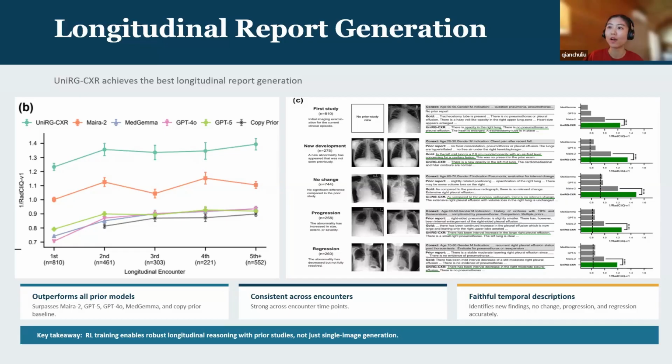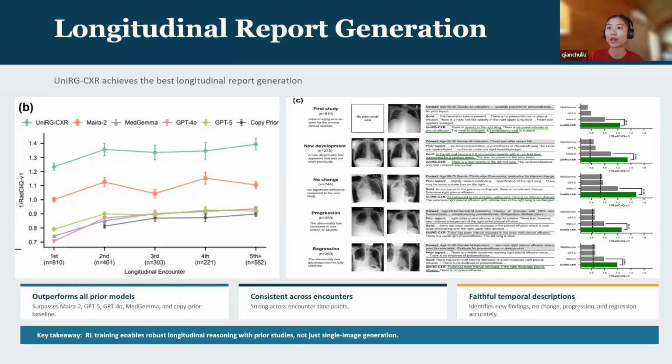are not that different from the copy prior. But for MARA2 and for UniRGCXR in particular, we can see a wide gap, a substantial margin of performance improvement over the copy prior and over all of the other baseline models. And this indicates that probably some of the baselines are just using the prior report as a shortcut without really looking at the image to understand the differences. Our model, UniRGCXR, is actually learning something apart from just relying on the copy prior report as the shortcut.